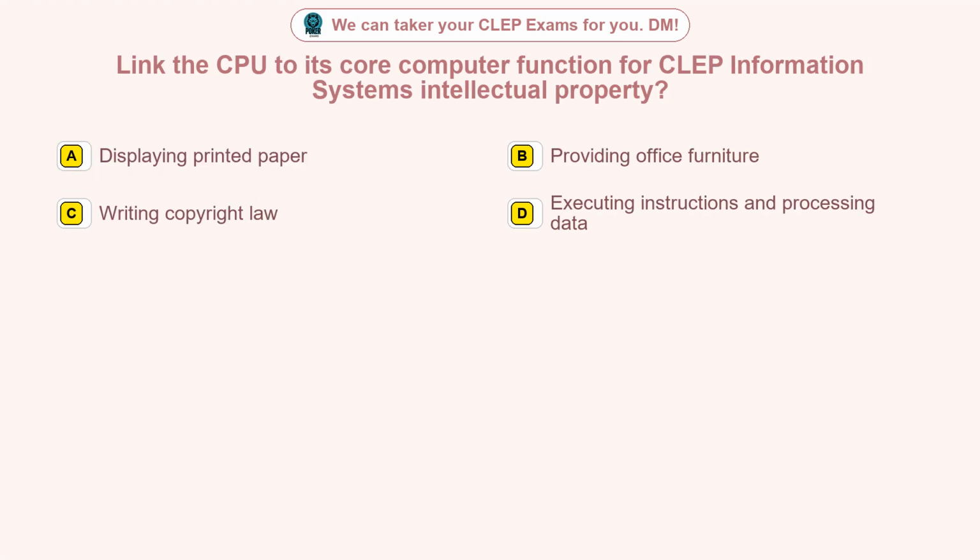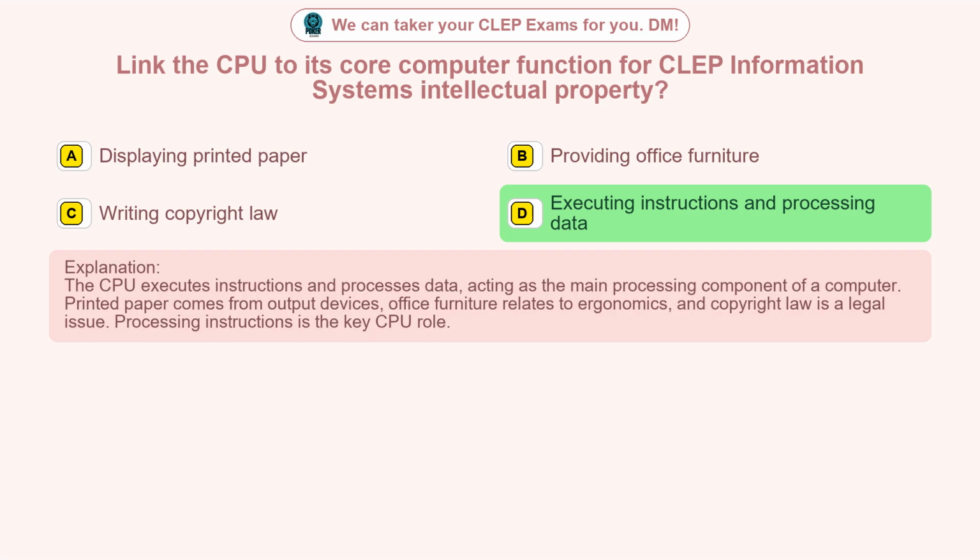Question 51. Link the CPU to its core computer function for CLEP Information Systems intellectual property. Option A. Displaying printed paper. Option B. Providing office furniture. Option C. Writing copyright law. Option D. Executing instructions and processing data. The correct answer is option D. Executing instructions and processing data. The CPU executes instructions and processes data, acting as the main processing component of a computer. Printed paper comes from output devices, office furniture relates to ergonomics, and copyright law is a legal issue. Processing instructions is the key CPU role.